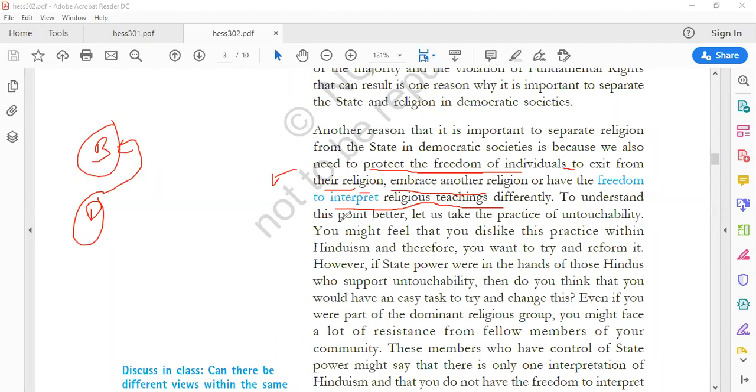Okay, so to understand this point better, let us take the practice of untouchability. Untouchability is banned under Article 17, right? So you might feel that you dislike this practice within Hinduism. You feel that you do not like untouchability in Hinduism, therefore you want to try and reform it. You think you should change it.